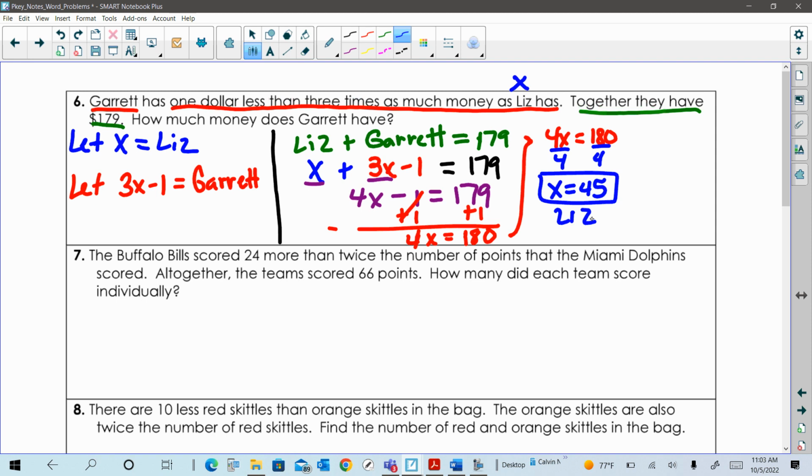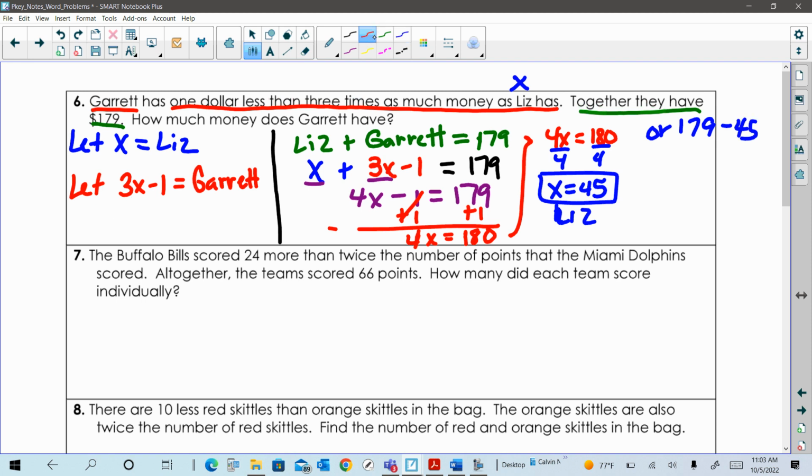How do I figure out how much Garrett has? Plug it in. You can plug it in. Is there a faster way? Another way you can do it? We know what their total is, guys. Together there's 179. Yeah, we could also do 179 minus 45. Yeah, you could do it that way.